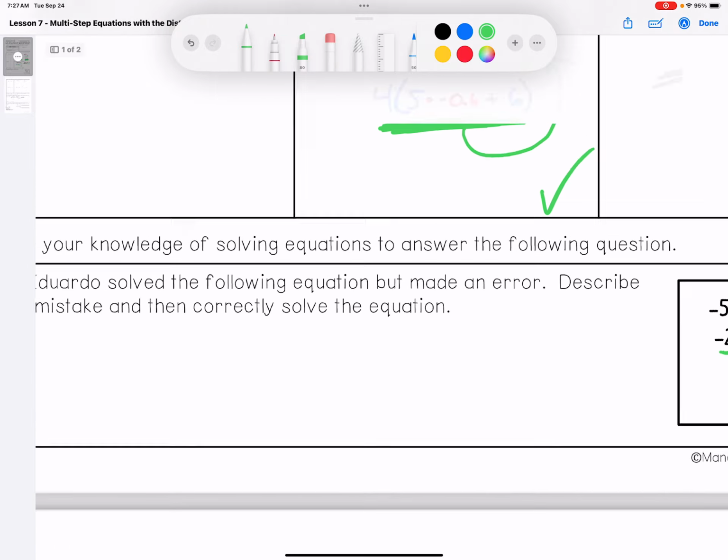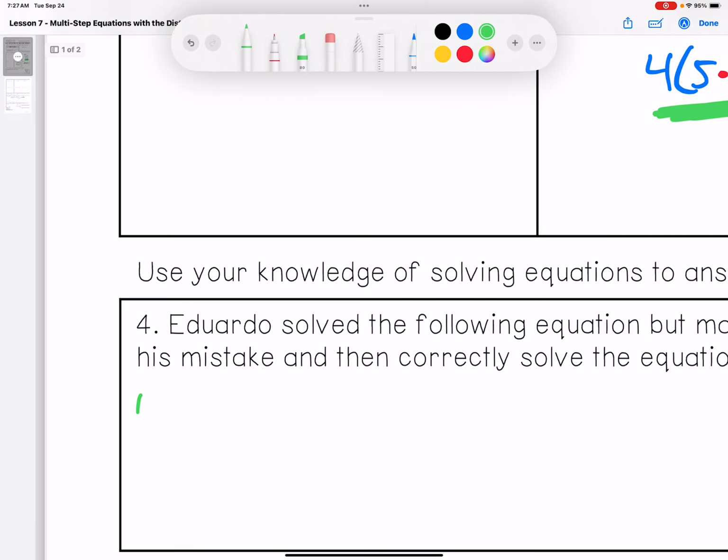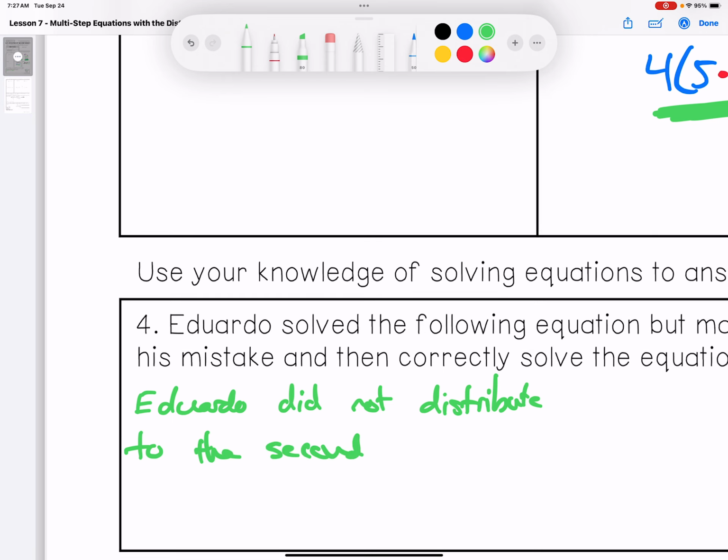So let's come back over here. Eduardo did not distribute to the second term in the parentheses. So Eduardo did not distribute to the second number in parentheses.